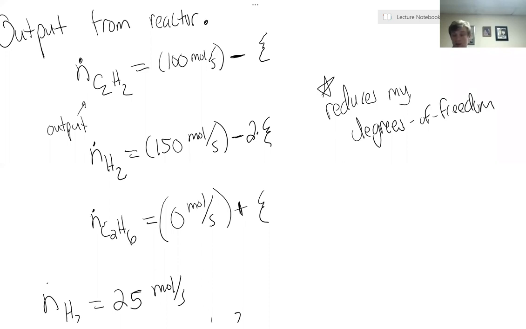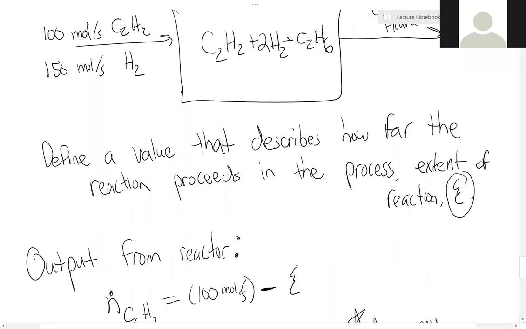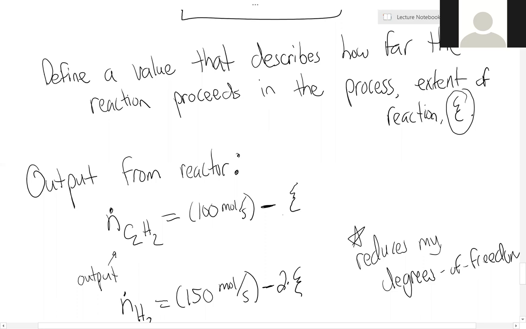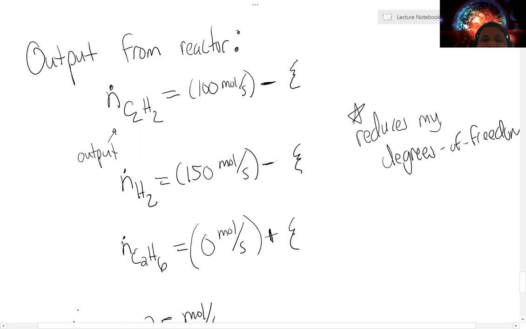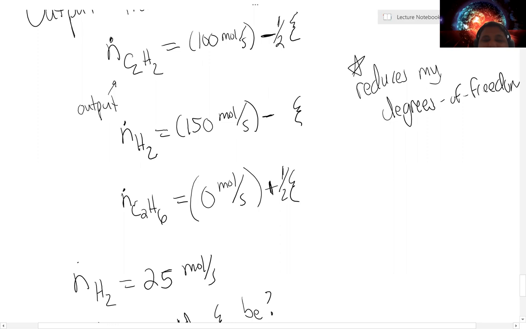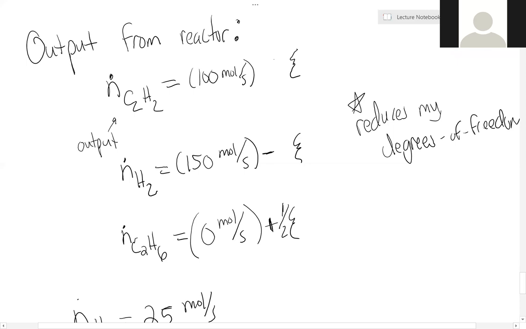Where did the two come from? Which one? The two times the extent of reaction. That came from the stoichiometry of hydrogen. Right, because if I'm going to define this on a basis of the acetylene, for every mole of acetylene that gets consumed, 2 moles of hydrogen would be consumed. And vice versa, I could have defined the extent of reaction on a basis of the hydrogen, but then in this case, it would be 1/2 here and 1/2 here. Does that make sense? Yeah. Your extent of reaction value there will be different, but the outputs would be the same, right? It's kind of like a basis, so to speak. You can define it multiple ways. So long as you're consistent, your end result will still be the same.